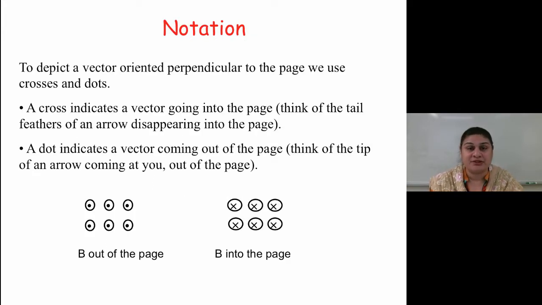Now here's where the notation becomes very, very important. To depict a vector oriented perpendicular to the field, we use crosses and dots. A cross indicates a vector going into the page. Think of the tail feathers of an arrow disappearing into the page. A dot indicates a vector coming out of the page. Think of the tip of an arrow coming towards you out of the page. So a B field pointing towards you will be represented by these dots. And a B field going away from you or into the page will be represented by these crosses.